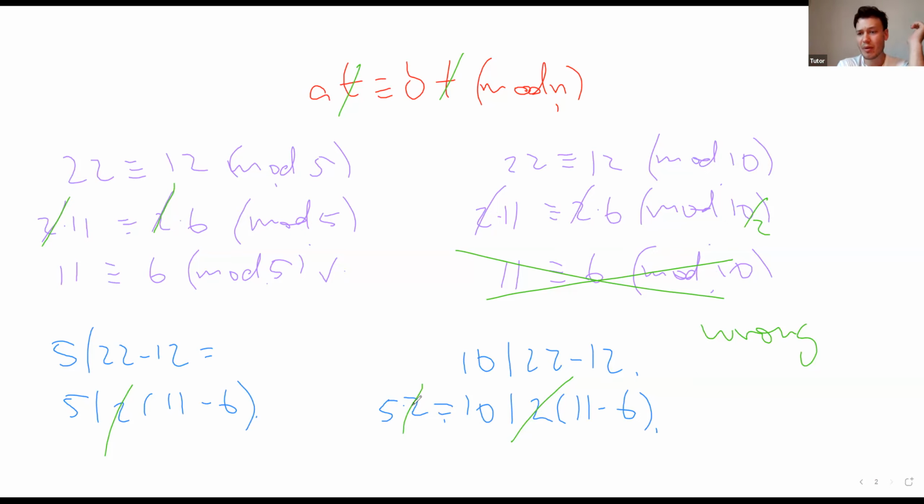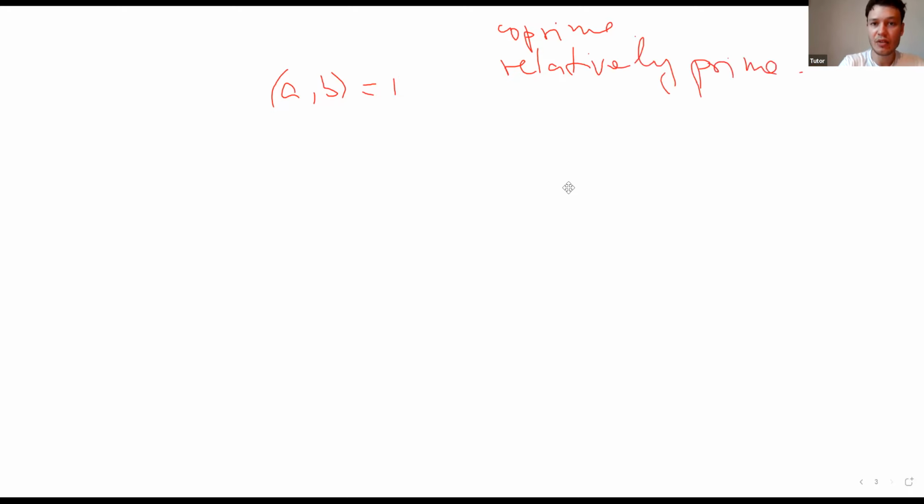So let's briefly review what good numbers, what good pairs are. If you recall from the past, if the gcd of A and B is equal to 1, what does this mean? It means that A and B are relatively prime. And when they're relatively prime, we call this a good pair. So they're coprime, relatively prime, good pair. Different names we can use. I like to use the name good pair.